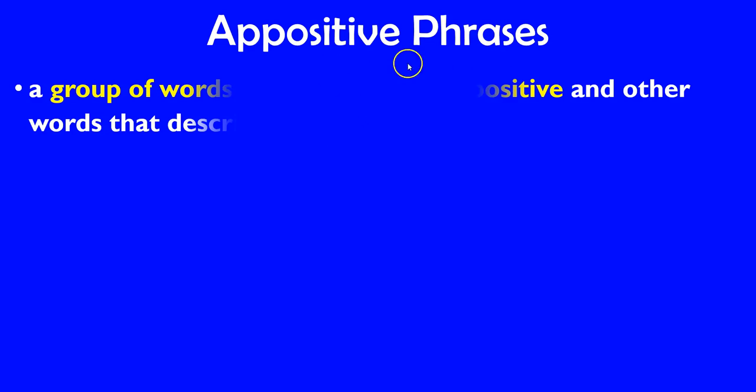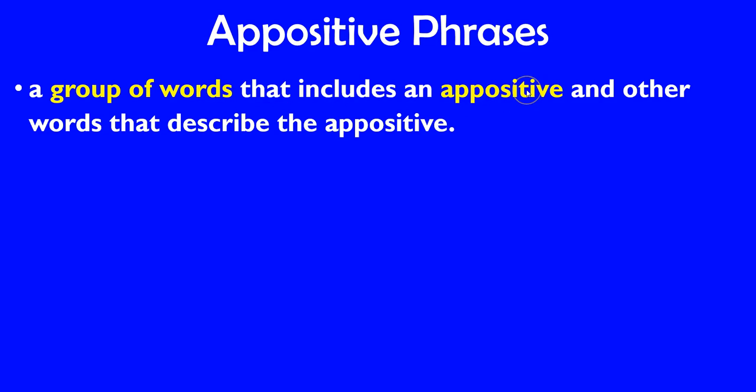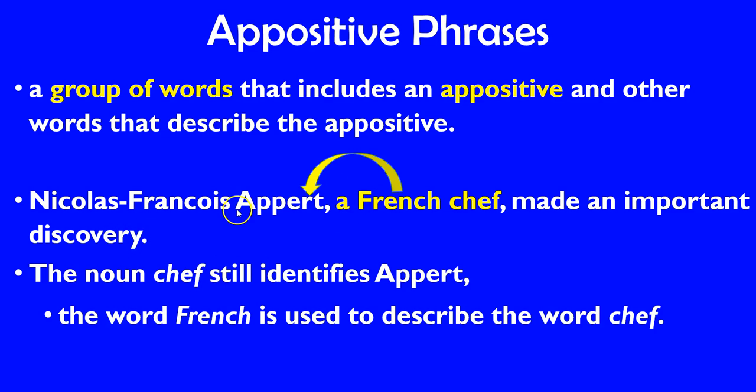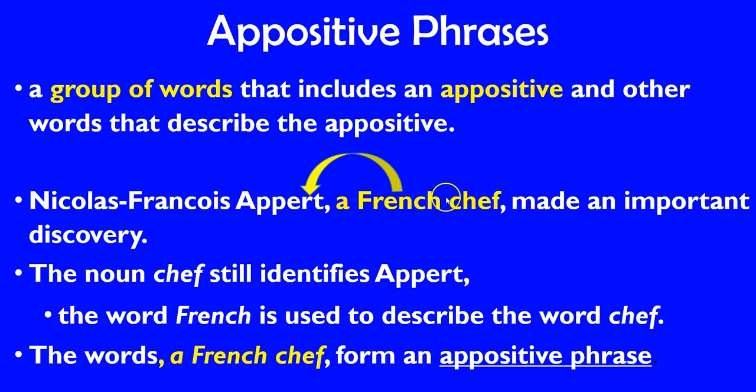Appositive phrases are a group of words that includes an appositive. The other words describe the appositive. So they are adjectives modifying our noun. That's telling us about another noun. Nicolas Francois Appert, a French chef, made an important discovery. The noun chef still identifies Appert, so this is still our appositive. The word French describes chef, a French chef. So this whole set of words, this noun phrase, is what we would call an appositive phrase. Okay, and the whole thing describes Nicolas Francois Appert.